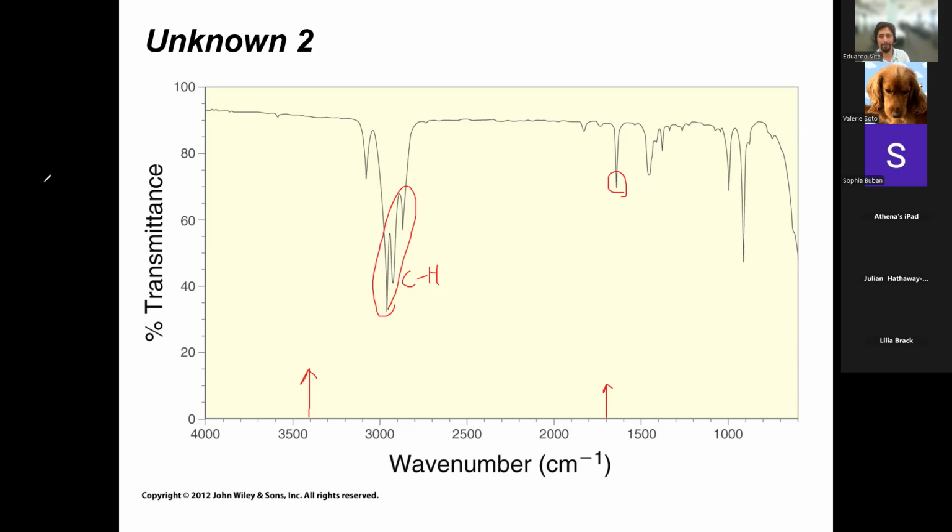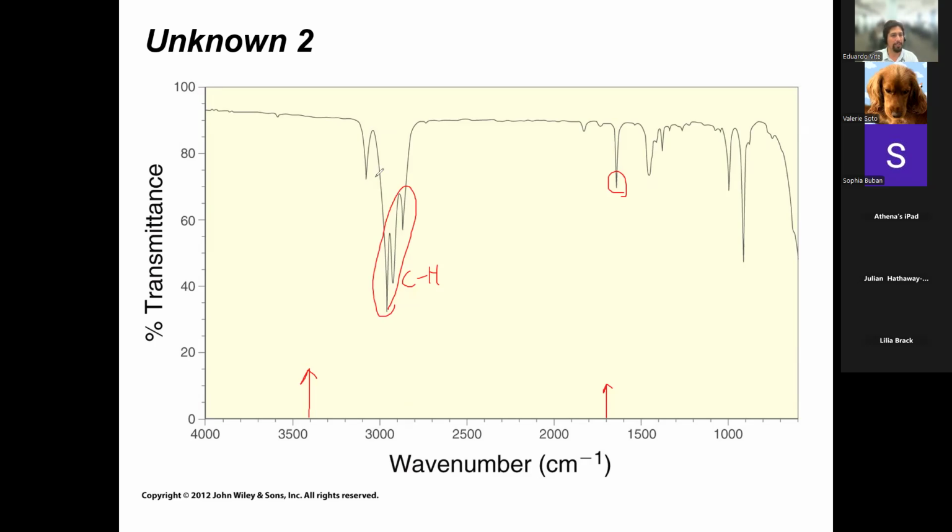Alkene? Oh, nice. I like that you didn't say alkane. You specifically said alkene, which is good. Why did you say alkene? Yes. So Julian said that there is a peak above 3000. Excellent, excellent. Very good.